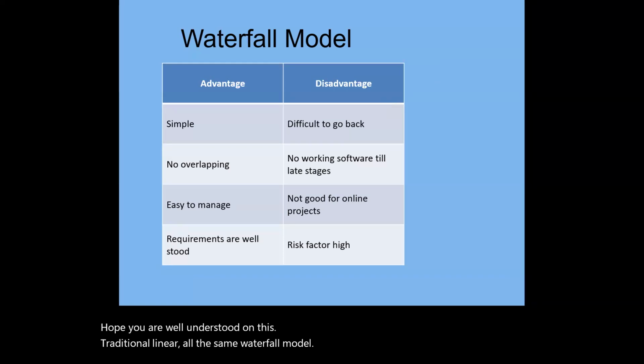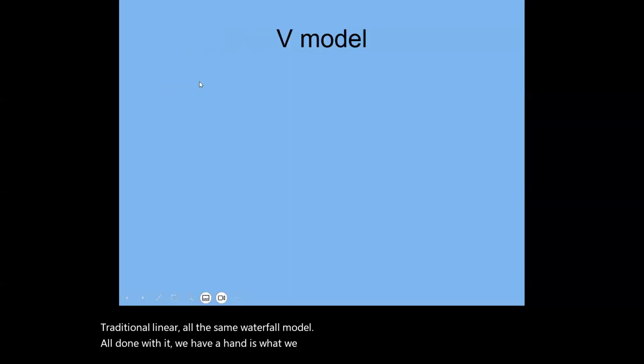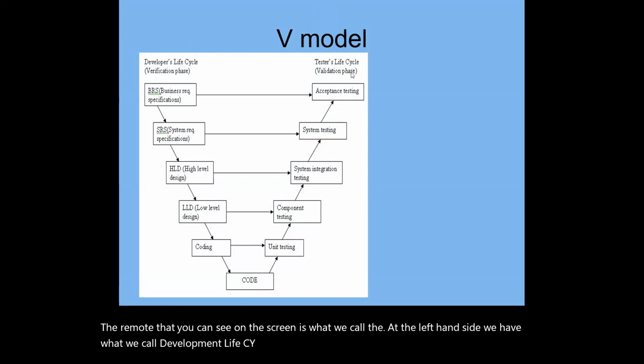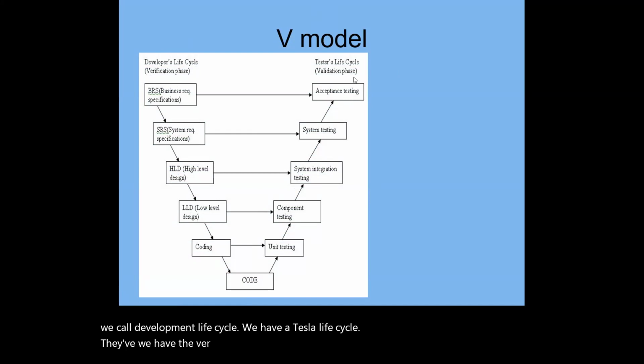Another model we have in hand is what we call the V model. The V model you can see on the screen: on the left-hand side, we have what we call the development life cycle. We have the tester life cycle. We have the verification phase. We also have the validation phase.